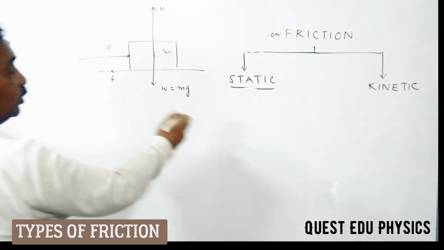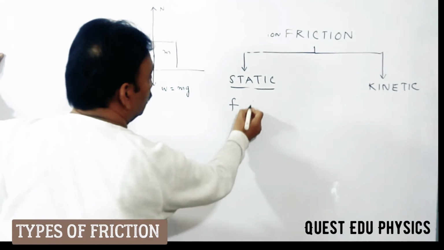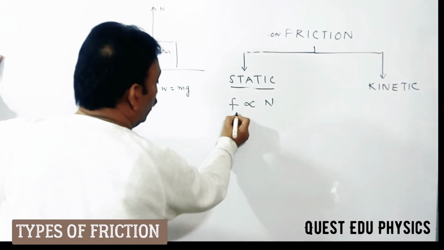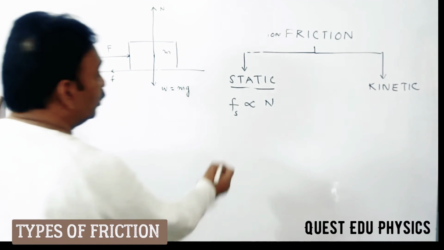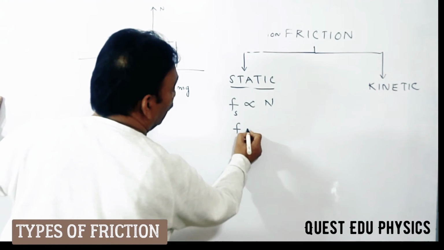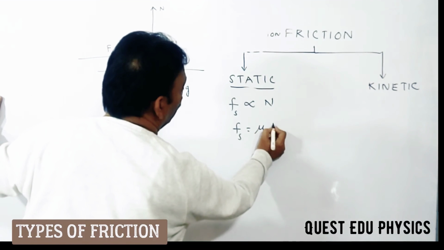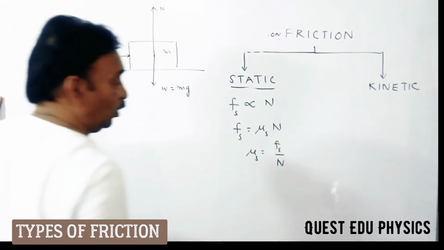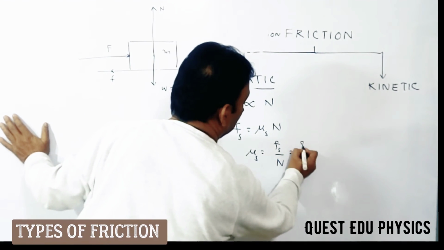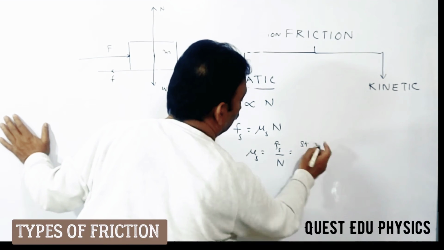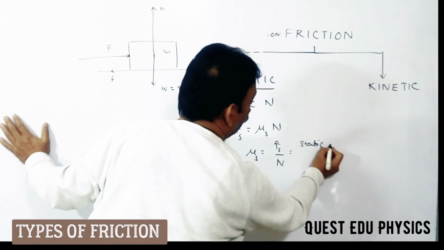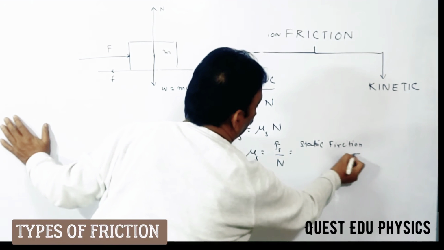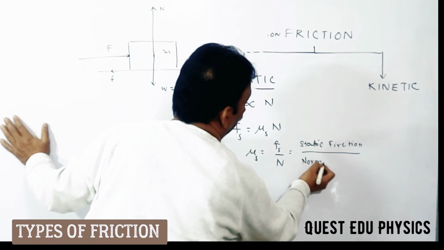The first law can be stated like this. The magnitude of the frictional force is directly proportional to normal reaction. I mean the magnitude of the static frictional force. In other words, you can write Fs is equal to mu s into N, or mu s is equal to Fs by N. Okay, students. Here, what is this? Static friction upon normal reaction.